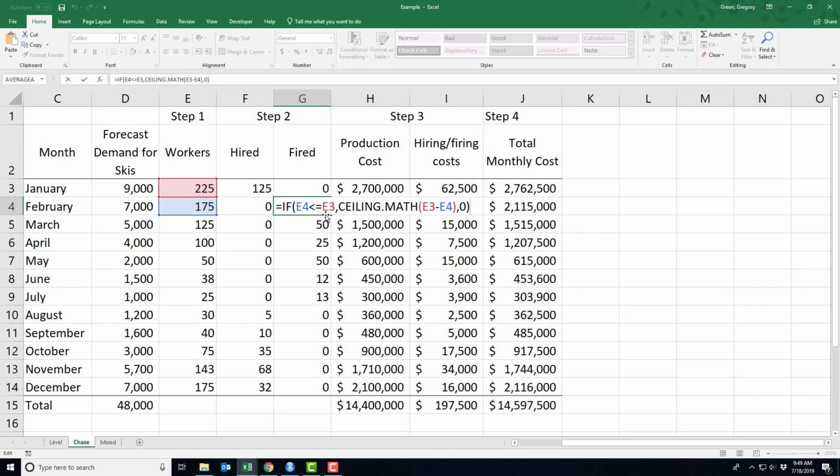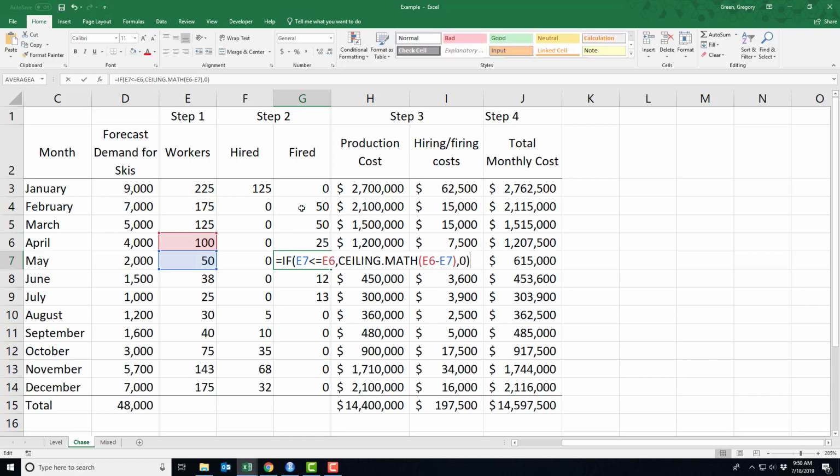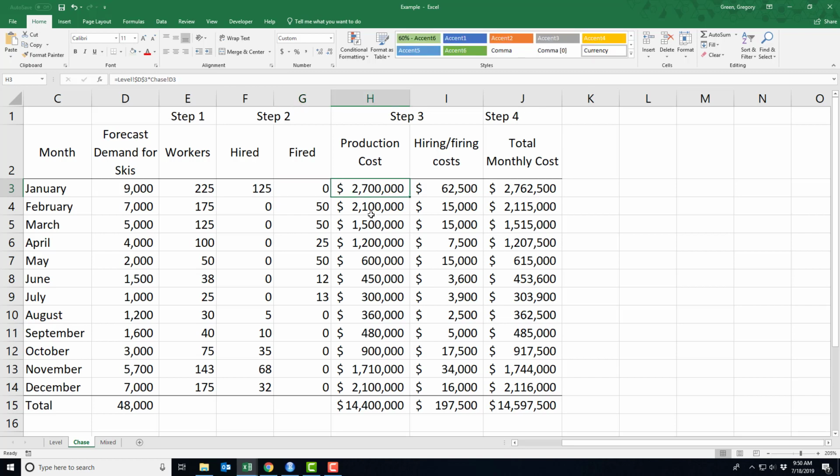So this is a true statement. 175 is in fact smaller than 225. So I need to lay off the difference between these two, which is 50 workers. And then I can just do these calculations all the way down. So that I know how many people I'm hiring, how many people I'm laying off. Now I have a cost associated with my workers, the hiring of workers, and the firing of workers. So in step 3, I'm going to calculate these costs.